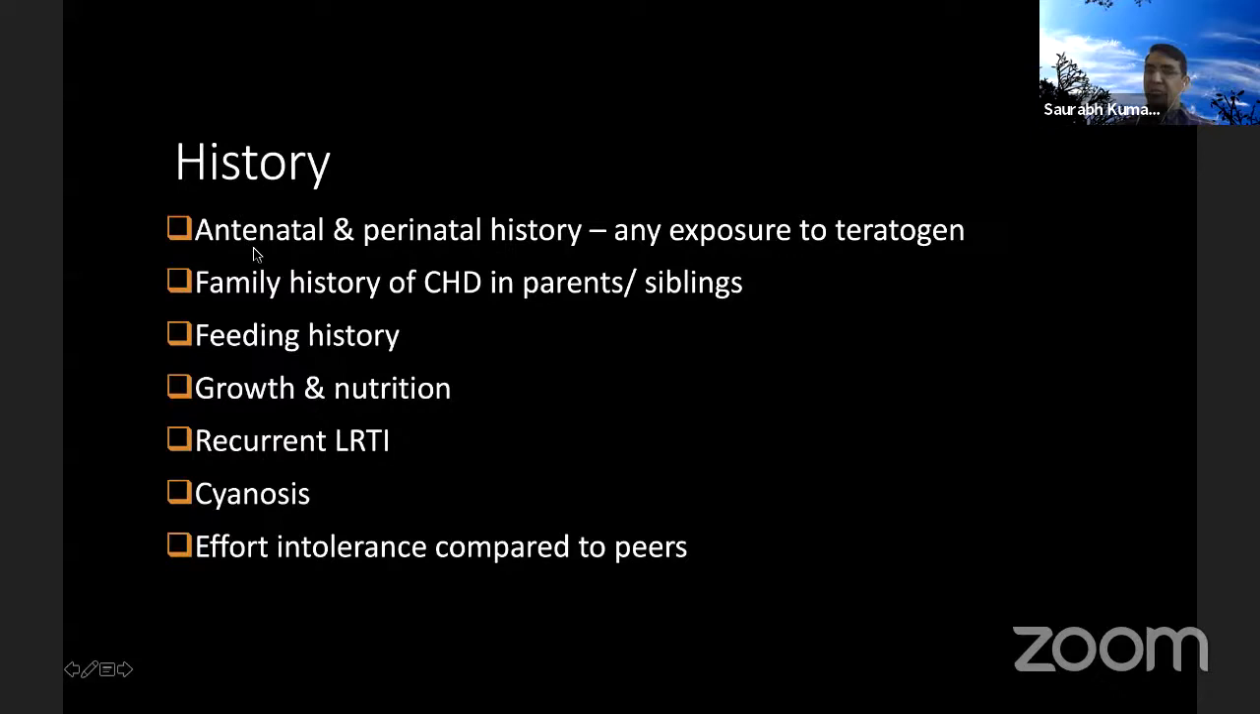So you have to have history in and around the antenatal and perinatal period, and any family history of congenital heart disease. Why is this important? Because congenital heart diseases are known to recur in families, and also the pattern of congenital heart disease which recurs in the family is also similar. So that makes this relevant. Feeding history, growth and nutrition, recurrent LRTI: this gives us clues about whether the pulmonary blood flow is high or low. Cyanosis, and I'll come to that in a little more detail in subsequent slides.